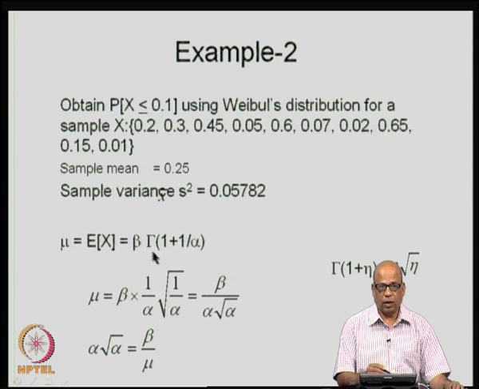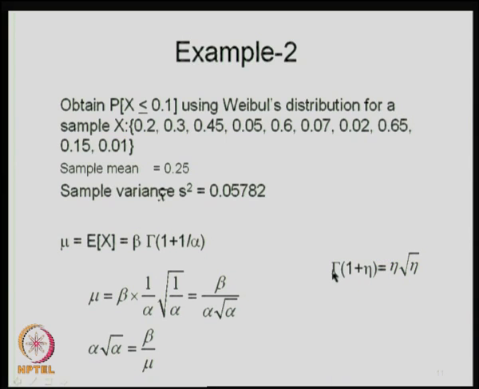Mu is equal to the expected value of x, which is equal to beta into the gamma function of 1 plus 1 by alpha. Recall that when we introduced the gamma function in the gamma distribution, we said the gamma function of 1 plus eta can be written as eta times the gamma function of eta. That is the relationship we use here, and we write it as beta into 1 by alpha times gamma of 1 by alpha, which turns out to be beta divided by alpha times gamma of alpha, or we write alpha times gamma of alpha is equal to beta by mu from this expression.